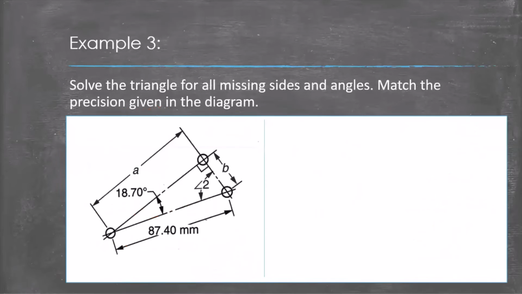2 final questions for you to do. So the last 2 questions, we're going to put a couple pieces together in preparation for the next lesson. The next lesson is going to look at putting multiple pieces together. For this question, we want to solve the triangle for all the sides and angles that are missing, and we're going to match the precision that's in the question. So if degrees in the question are to 2 decimal places, we're going to answer in 2 decimal places. We're going to match it to the best of our ability.